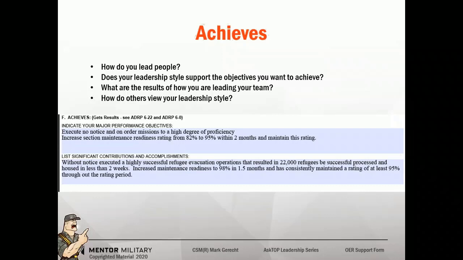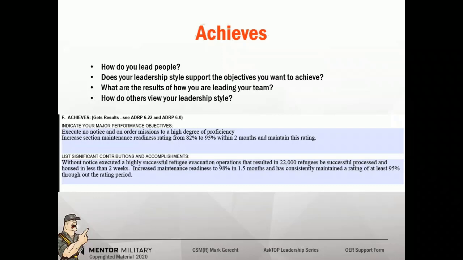Increase section maintenance readiness from 82 to 95% within 2 months and maintain this rating. Very specific. What was the achievement? Increased maintenance readiness to 98% in 1.5 months and has consistently maintained a rating of at least 95% throughout the rating period. So we went from a specific objective to a specific contribution.